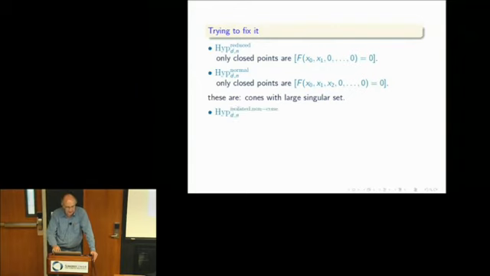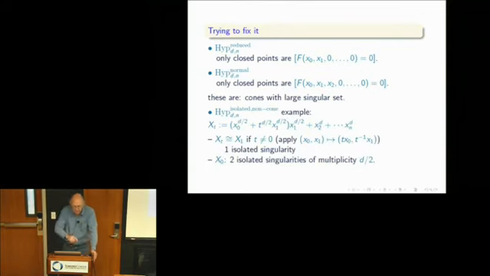So maybe the next hope is that, okay, let's assume that we are just looking at hypersurfaces that have isolated singularities and they are not cones. What happens here? Well, in this case, I don't know exactly what the closed points are, but some funny things still happen. Let's look at this example. Something interesting happens only in the first two variables. When this variable t is non-zero, then I get the same hypersurface, and it has only one isolated singularity of multiplicity d/2. But when t is zero, then I pick up two isolated singularities of multiplicity d/2.